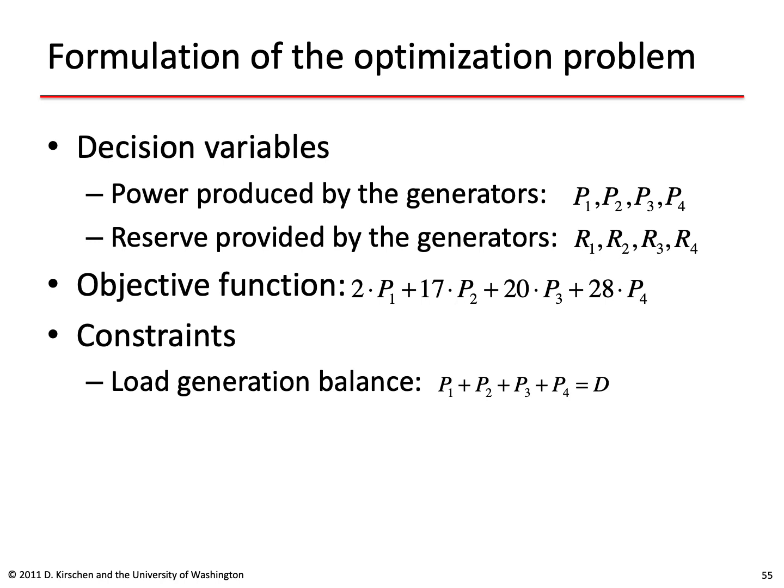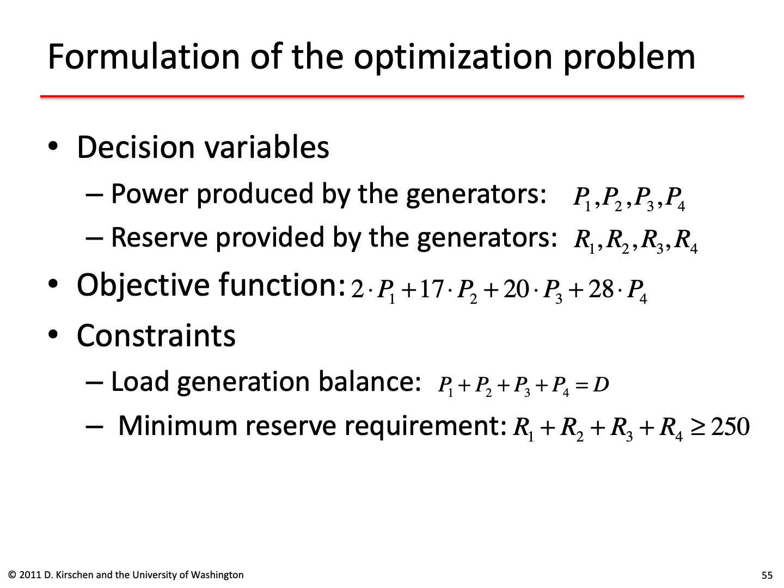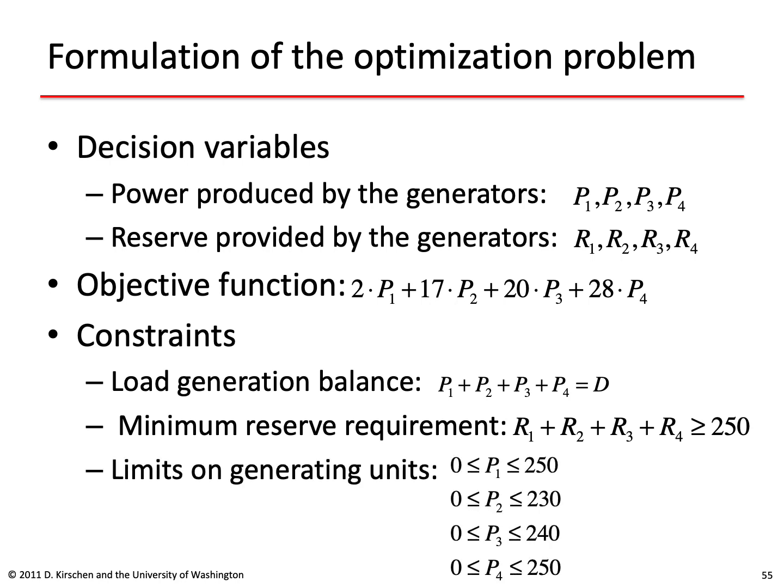The first constraint is on the load generation balance. P1 plus P2 plus P3 plus P4 must be equal to the demand. And we have the minimum reserve requirement, saying that R1 plus R2 plus R3 plus R4 must be greater or equal than our reserve requirement, which we have set at 250. And then we have the minimum and maximum output of the generators, which vary from a minimum of 0 to various maxima as shown on the slide.